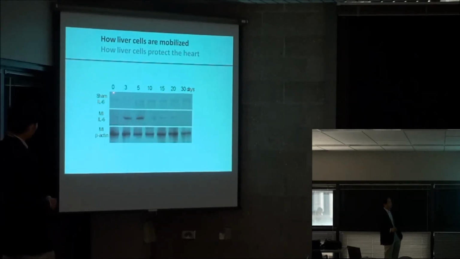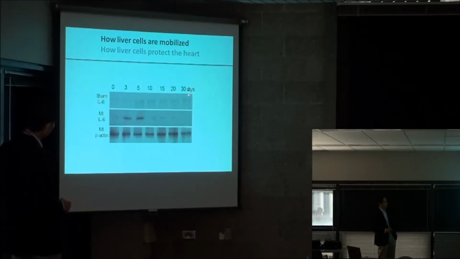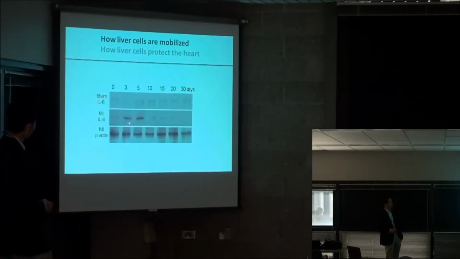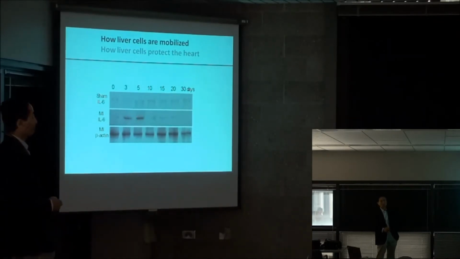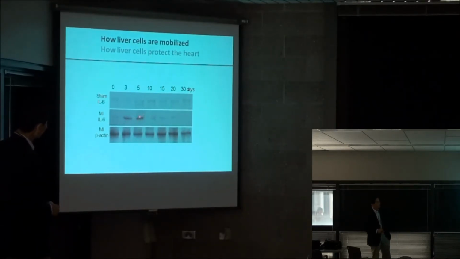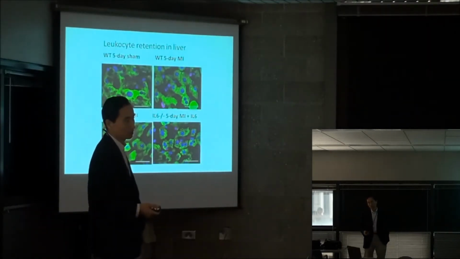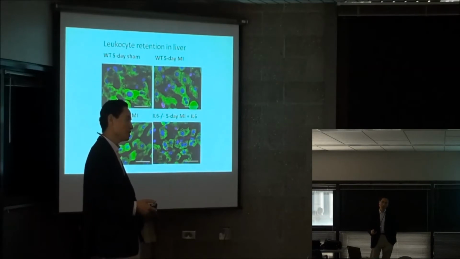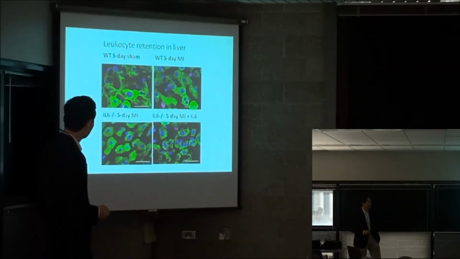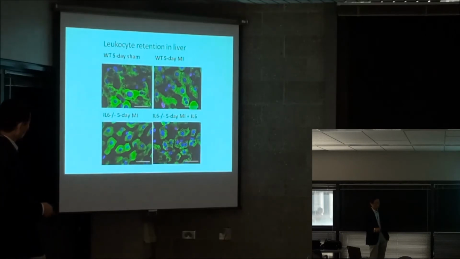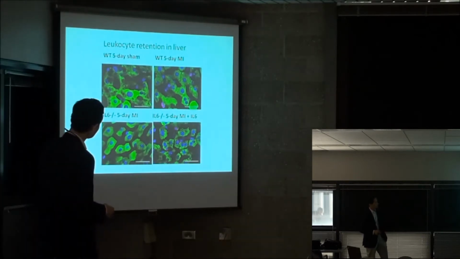expression. At different times, 3, 5, up to 30 days, we collected specimens from the heart and just assayed the expression of interleukin-6 protein. You can see that at 3, 5 days post myocardial infarction, there is a significant increase in IL-6 level in the heart. Similarly, you can test the IL-6 level in the blood in circulation, like using ELISA and so on. Actually, IL-6 level was also upregulated in blood.